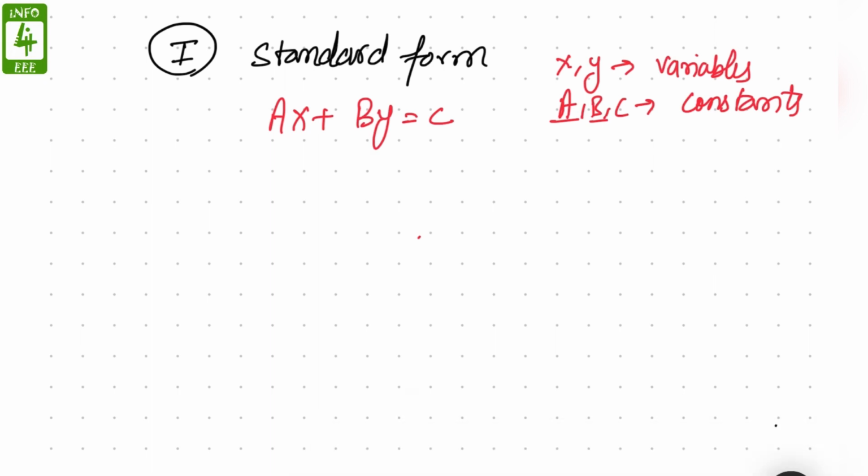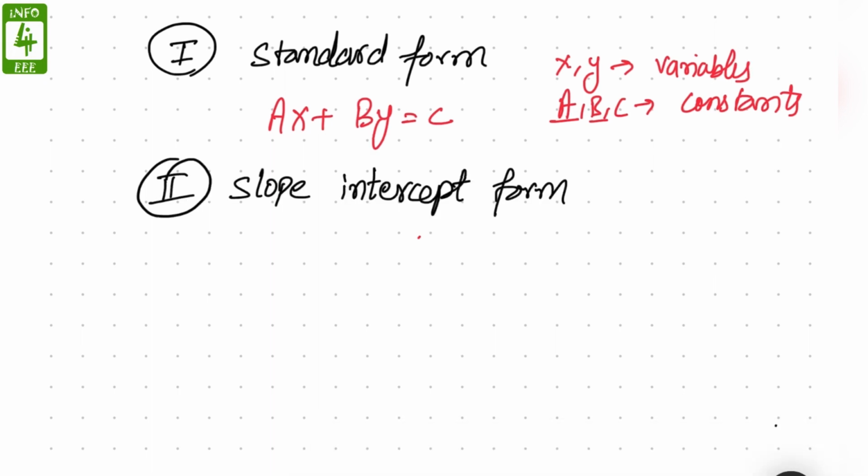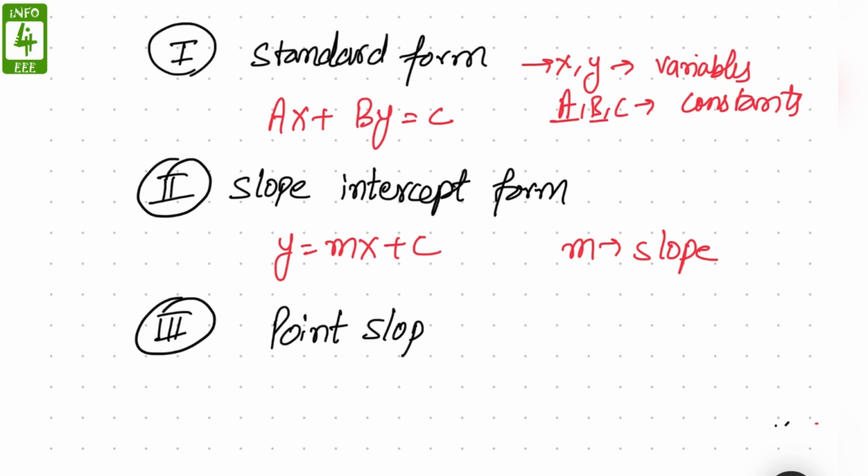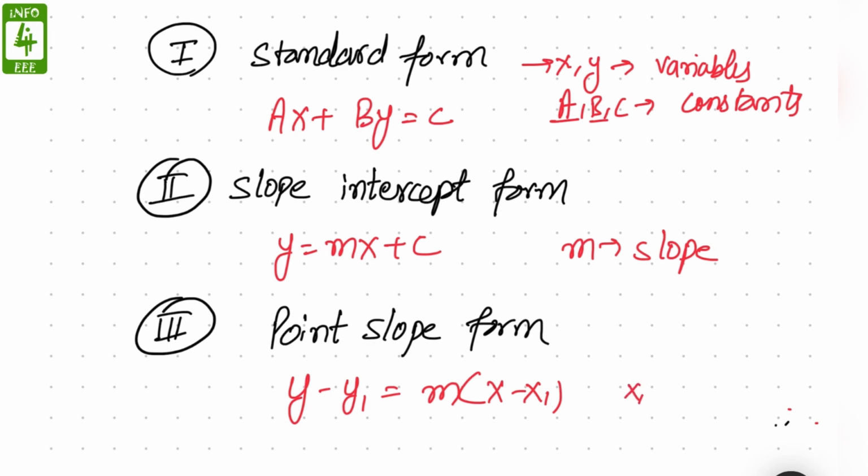The second form is slope intercept form. In this form we have y is equal to mx plus c, where x and y are your variables, m is the slope here, and c is the constant. The third form is point slope form. So the equation is y minus y1 is equal to m into x minus x1. So this is the equation for this, where x1 and y1 are the points, and all of these equations are the equation of line.